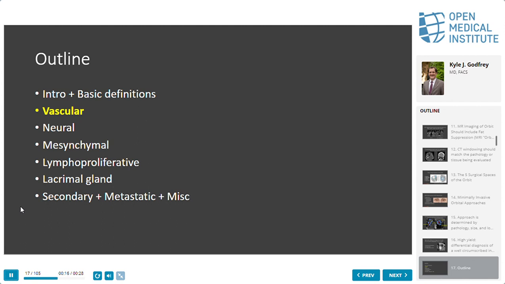So we'll dive into the vascular tumors. We saw in that big Shields overview that vascular tumors, not necessarily true tumors, but vascular lesions within the orbit, were the single most common type in the series. So I want to spend a little bit of time talking about those.